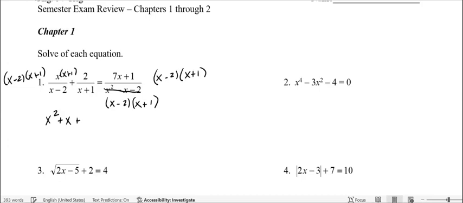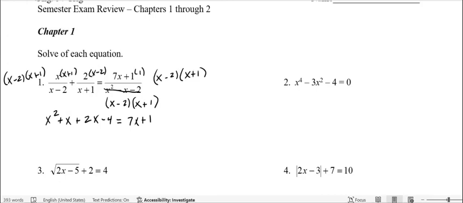All right, I'm going to do the same thing with x plus 1. I'm going to divide, and it cancels out with this x plus 1 in the LCD. So that leaves x minus 2 to multiply times 2. And that's 2x minus 4. And on the right side, when I divide anything into itself, it just becomes 1. So I'm going to multiply 1 times 7x plus 1.